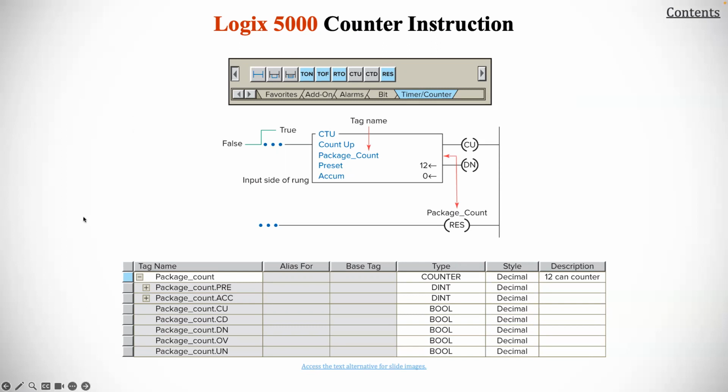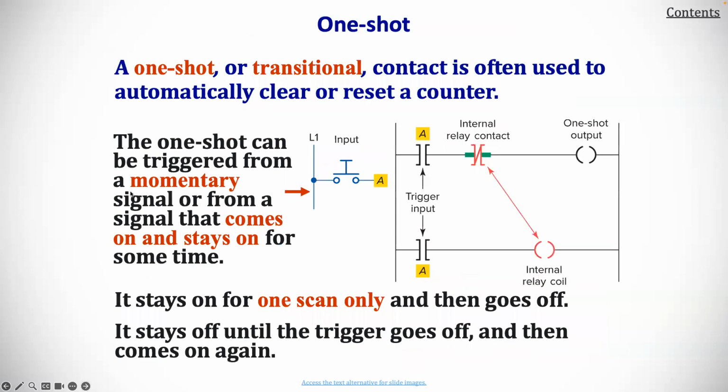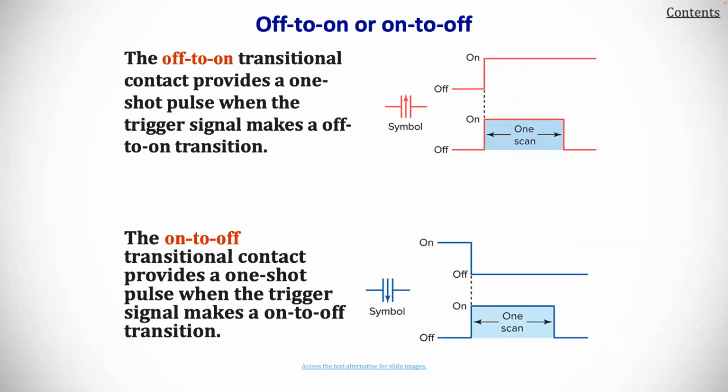I'm not going to go into much detail, but you can go to the textbook to explore a little bit more details on that. A one-shot or transitional contact is often used to automatically clear or reset a counter. The one-shot can be triggered from a momentary signal or from a signal that comes on and stays on for some time. It stays on for one scan only and then goes off. It stays off until the trigger goes off and then comes on again.